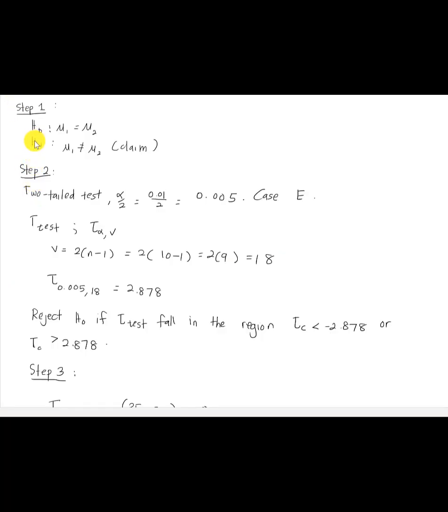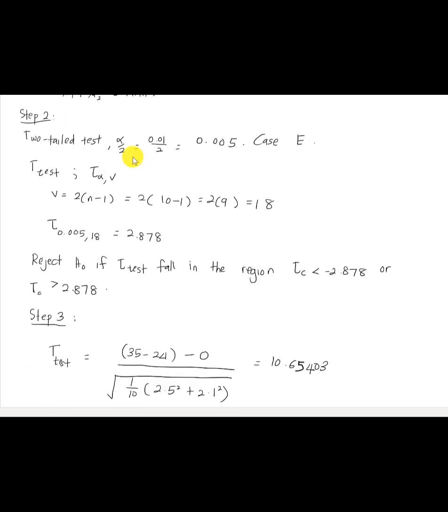So the first step is our null hypothesis. To determine our null hypothesis, H0, and also our alternative hypothesis. Our alternative hypothesis is from the claim in the question, in which we want to test the difference. So that means we want to test whether mu1 is not equal to mu2. So there is a difference between the means of mu1 and mu2. So the H0 is that the means of the populations are equal.